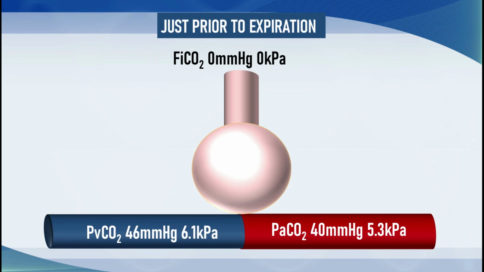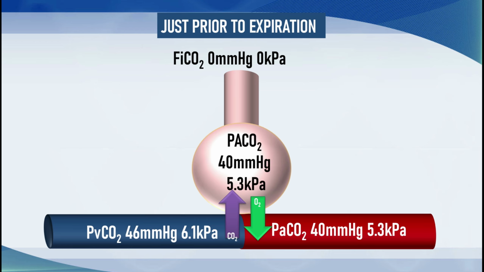Carbon dioxide and oxygen are continuously entering and leaving the alveoli, and the partial pressure of CO2 in the alveoli rapidly equalizes with that of arterial blood. CO2 then slowly diffuses into the anatomical dead space.